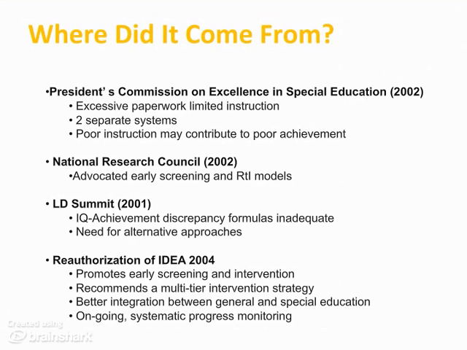So IDEA in 2004 recommended but didn't abandon this whole IQ achievement discrepancy model, but it did urge states and local districts to use early screening and intervention so that we were able to identify students who were beginning to struggle. They also recommended a multi-tiered intervention strategy, and they asked districts to review their own practices as they related to identifying students who were making progress.